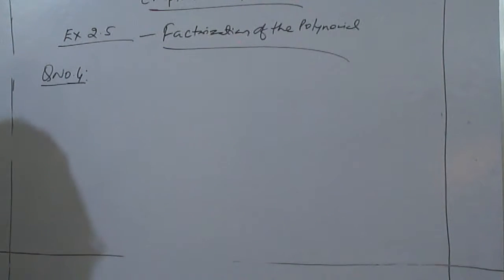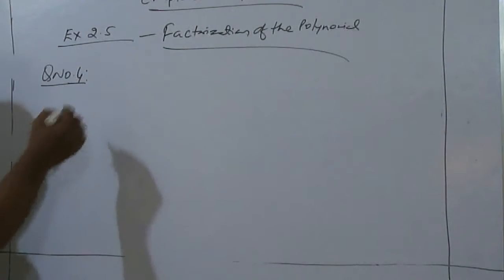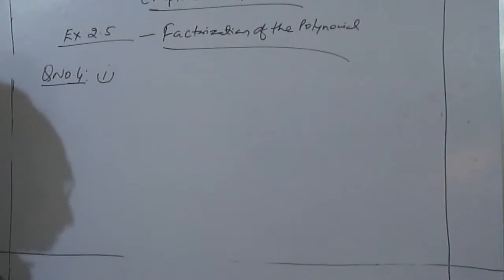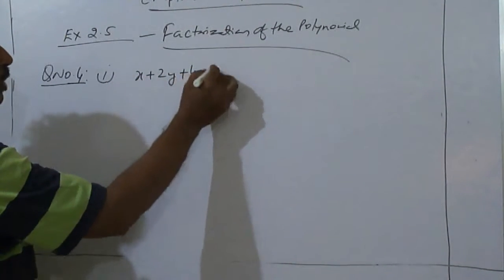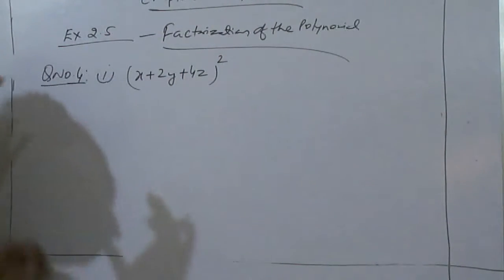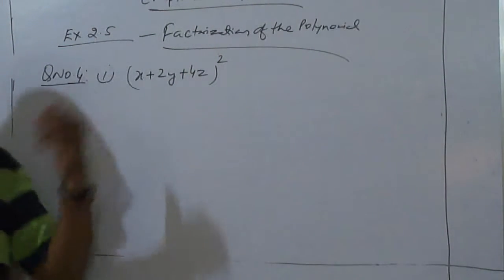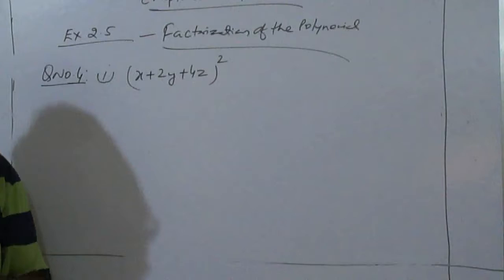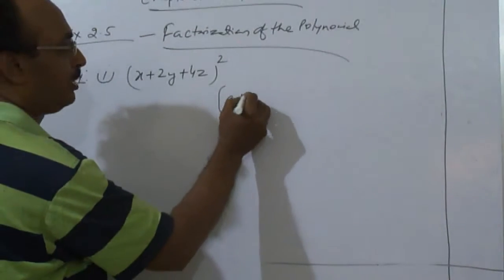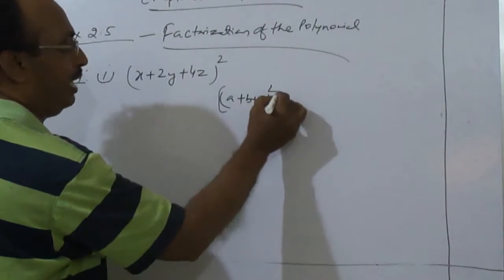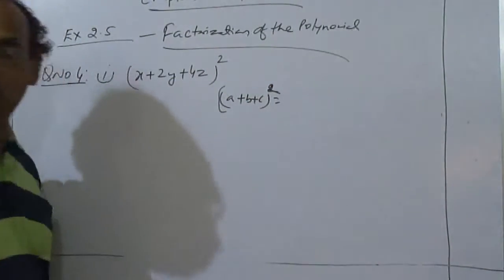Again, this is just like a product. The very first one, what is given? x plus 2y plus 4z whole square. Which identity is coming to our mind? a plus b plus c whole square. Very good. So it is a plus b plus c whole square. Please tell me what it will be equal to?